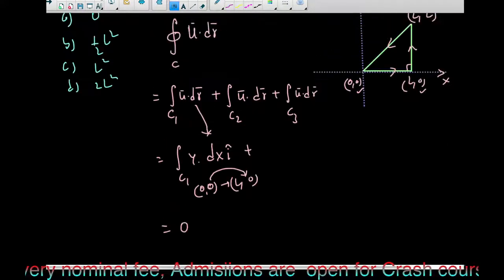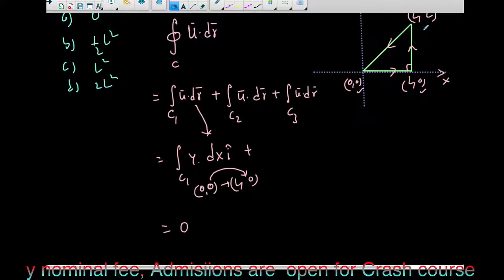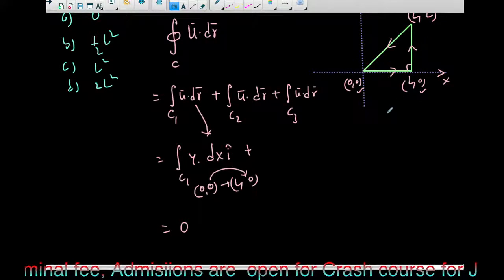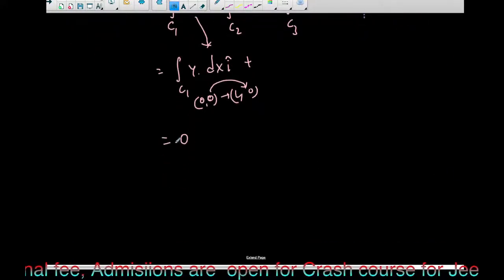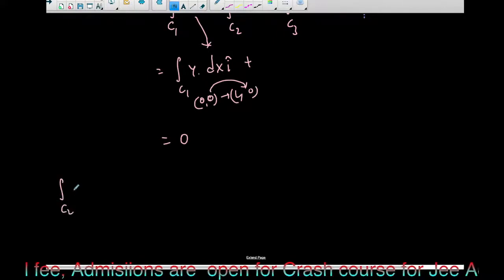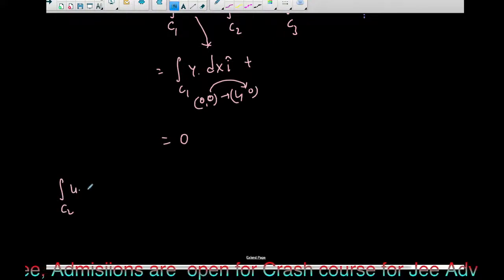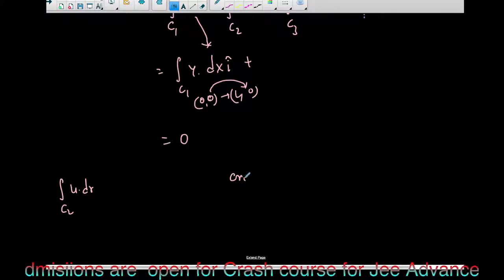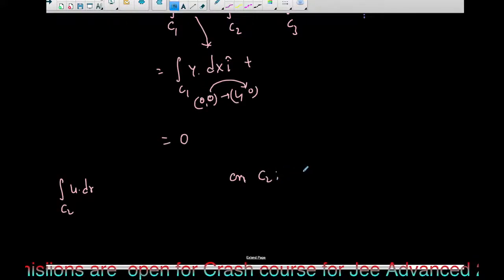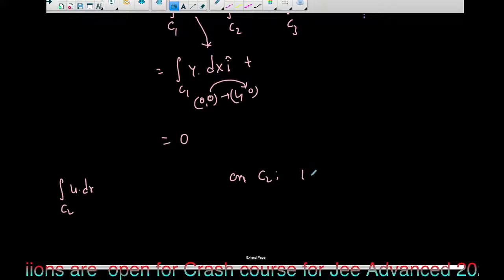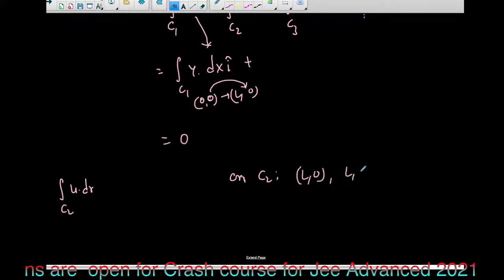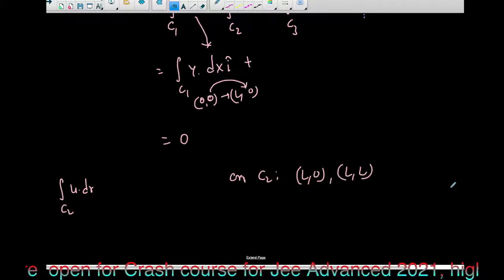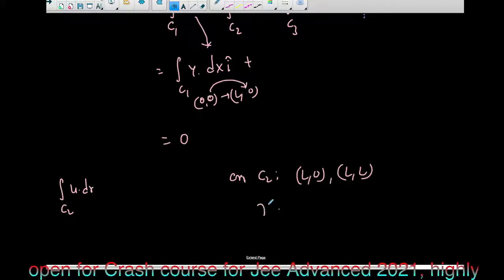What about the other curve? The second one will be from (L, 0) to (L, L). You know, (L, 0) to (L, L). Then you have to parameterize the second one. For the second one, suppose we go for u dot dr. So for the second curve, on C2, we are going from (L, 0) to (L, L), correct?